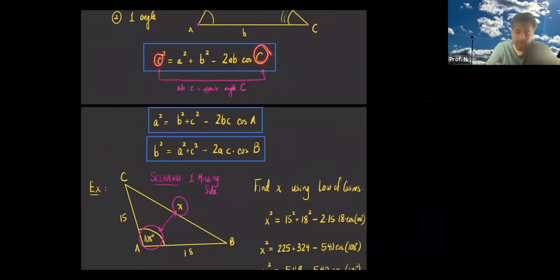C is opposite big C. A is opposite big A. B is opposite big B. The whole idea is that once you have one side and you have the other angle, that's the pair. That's the pair that's going to, so this side here is going to be x squared like we did here. And then cosine is going to be of 108 degrees. And then you're just going to fill in the other sides, right? 15 and 18. You're going to fill in the rest of the law of cosines. You just fill in the missing sides here.